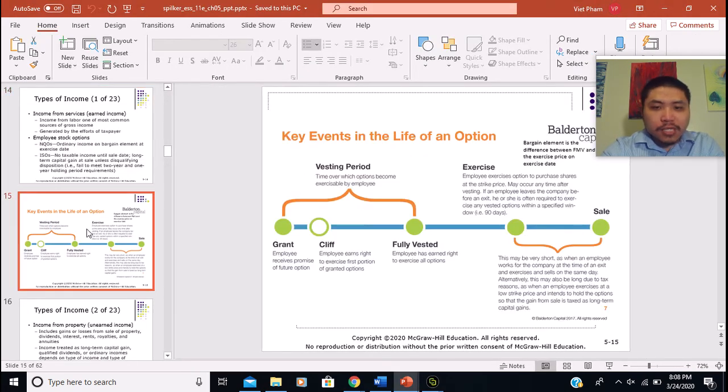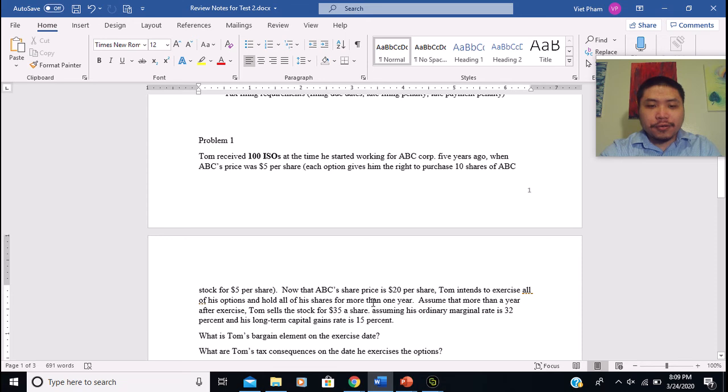So remember, the bargain element is the amount of the difference between the fair market value and the exercise price on the date that they exercise the option. So basically, here the exercise price is $5 per share, because that's what the option grants Tom. The option grants Tom the right to buy 10 shares for each option at the price of $5 per share. So that is the exercise price, right?